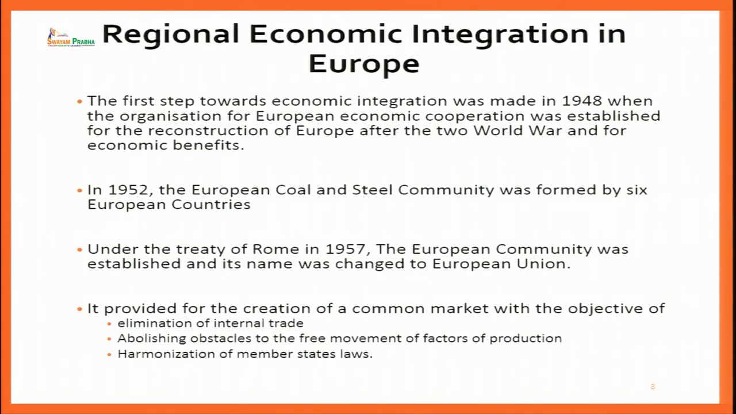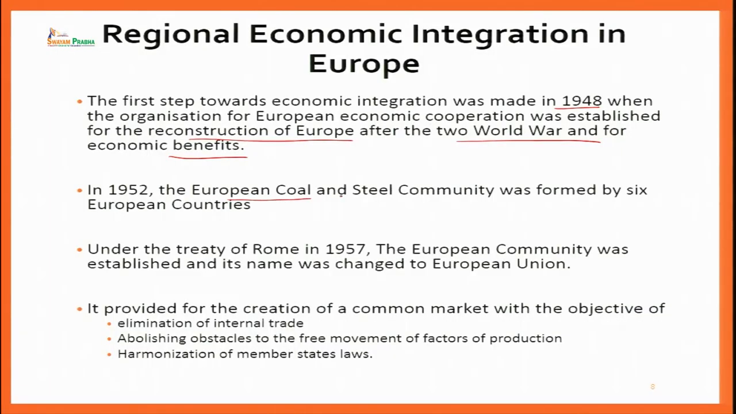Let's see the regional economic integration which took place in Europe and how the European Union was formed. Let's get into a little more detail. The first step toward economic integration was made in the year 1948, when the Organization of European Economic Cooperation was established for the reconstruction of Europe after the Second World War, particularly for the economic benefits. So they started thinking about what different things they could do in order to facilitate the smooth and free flow of economic growth in a country.